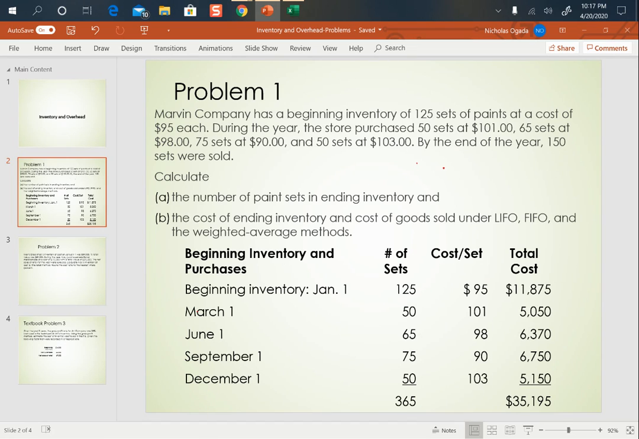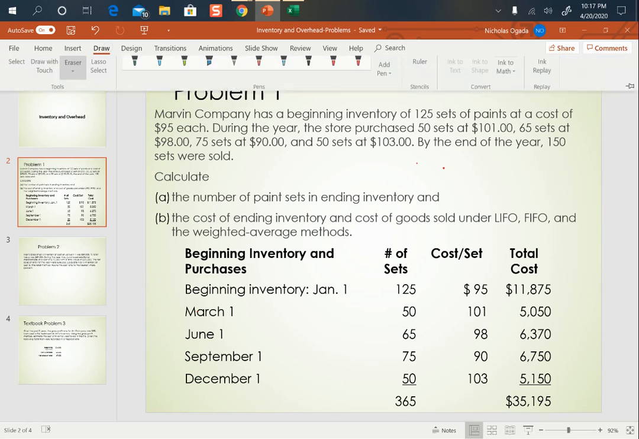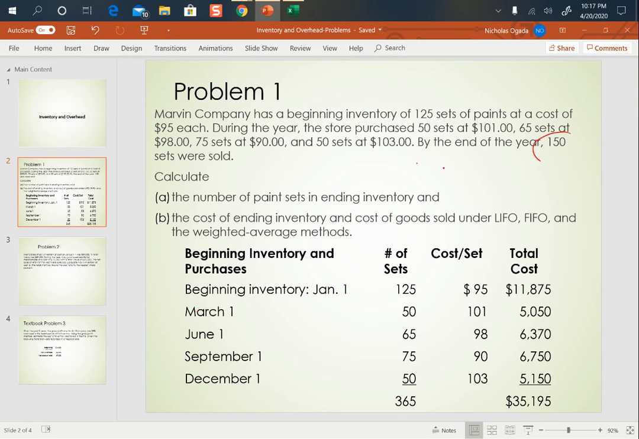Now we know that during the year the company sold 150 units. It's given in the problem. So we know that the units available for sale were 365 and they sold 150. It means then in the ending inventory you have 215 units remaining. So how do we go about using the weighted average to compute the ending inventory value and also the cost of goods sold, the 150 units that were sold?